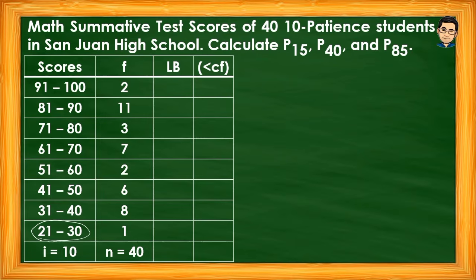And then, lower boundary, mag-subtract lang tayo ng 0.5 dun sa lower class limit. Yung mga nasa left side, ayan, yung mga 91, 81, 71, up to 21. So, 90.5, and then mag-subtract tayo ng 10, yung class interval, para mabilis. Okay.